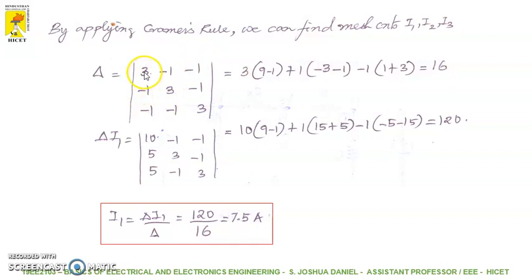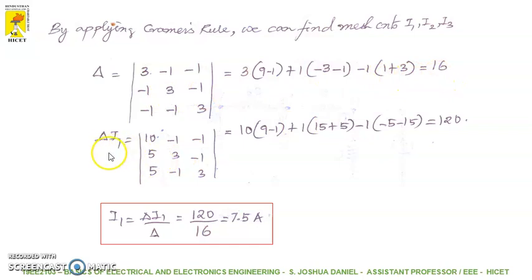So 3 into, open bracket, 3 into 3 is 9, minus of minus 1 into minus 1, close bracket, right? Then minus of minus 1 is plus 1 into, open bracket, minus 1 into 3 minus of minus 1 into minus 1. So you can see it here. Then minus 1 into, open bracket, minus 1 into minus 1 minus of minus 1 into 3. So we get the value as 16.